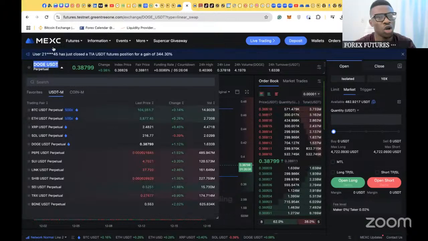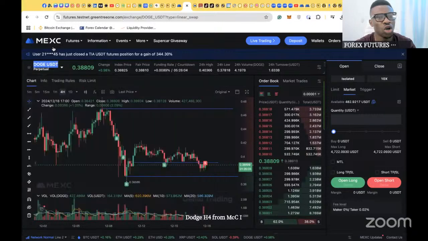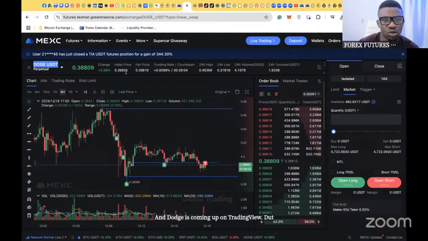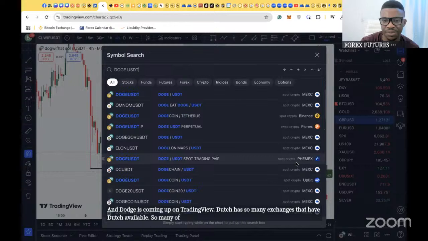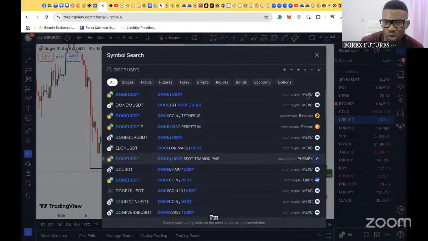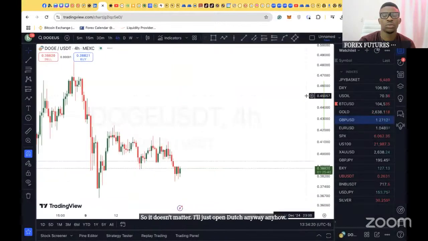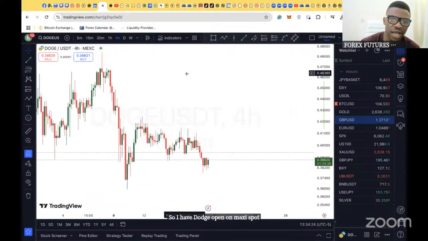Doge H4 from Mexc, I take it to TradingView. Then I go to the left-hand side on TradingView and paste Doge right there. And Doge is coming up on TradingView. Many exchanges have Doge available, the majority is Mexc, mostly Mexc Spot. So it doesn't matter, I'll just open Doge anyhow. So I have Doge open on Mexc Spot, on TradingView.